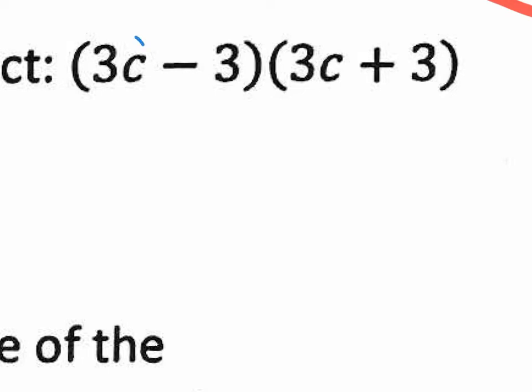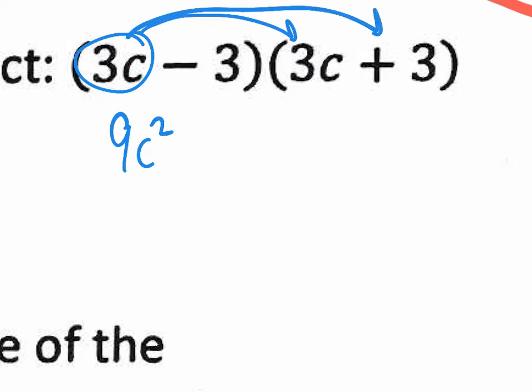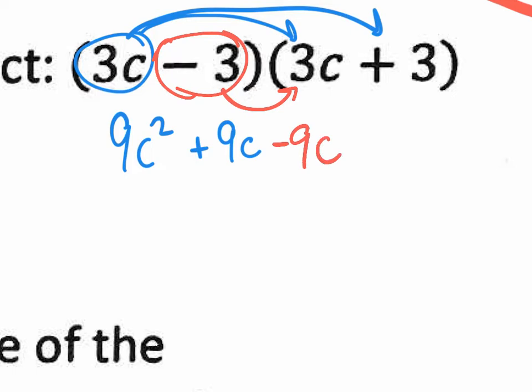So let's begin with the 3c. 3c times 3c is 9c squared. And then 3c times 3, that's going to be a plus 9c. And now that you've already distributed this 3c, now let's distribute this minus 3. I like circling when I distribute. Negative 3 times 3c is a negative 9c, and negative 3 times positive 3 is a negative 9.